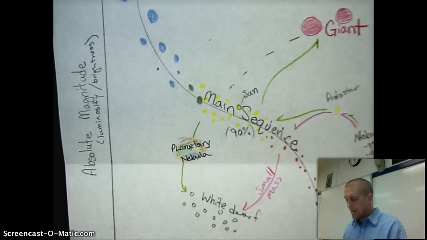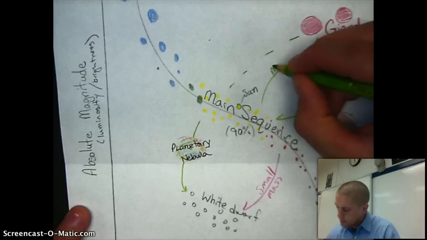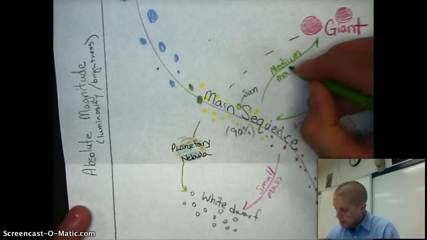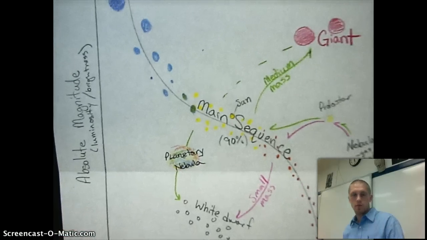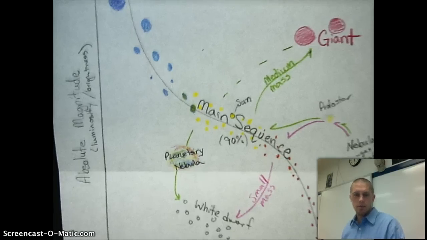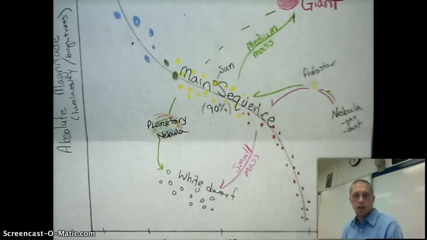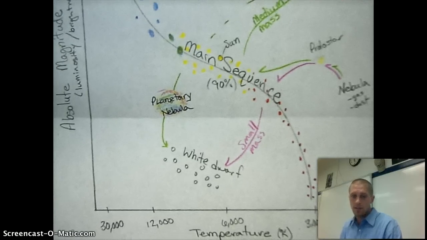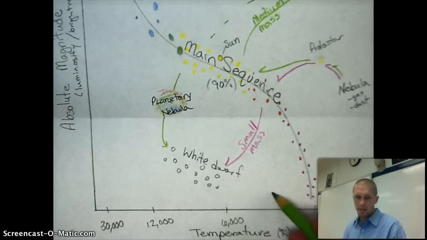So small and medium mass, they become white dwarfs after they run out of hydrogen, or helium in the medium mass instance. They become white dwarfs. And for a while, it was hypothesized that eventually a star, given enough time, is going to cool down. It's not going to be bright white hot anymore. And so they said eventually there's going to be black dwarfs.